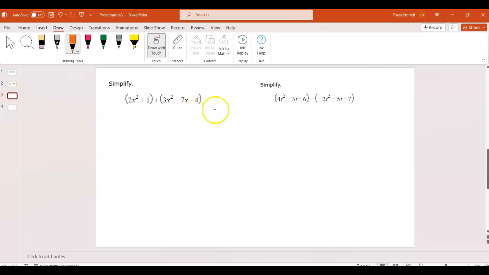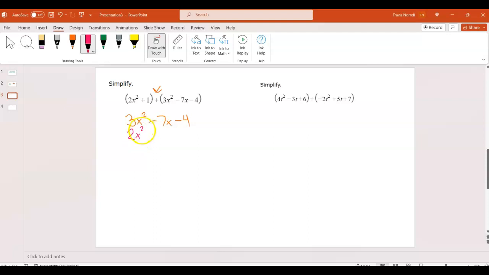All right, let's see what happens when you have 2 values versus 3 values. We're still adding, but you have a binomial plus a trinomial. So let's list that trinomial first. 3x squared minus 7x minus 4. Now, as you list your binomial, make sure you list the like terms underneath. So this would be a positive 2x squared.